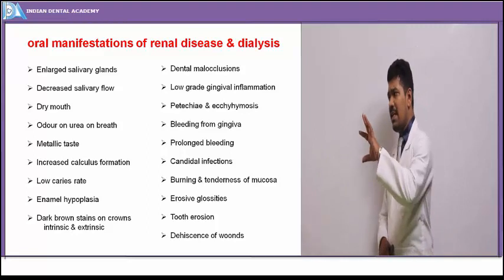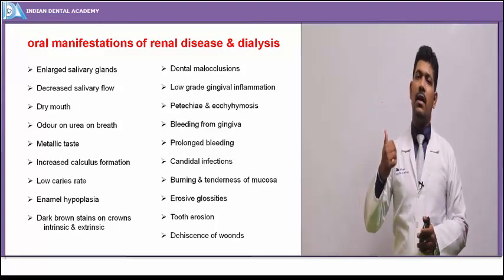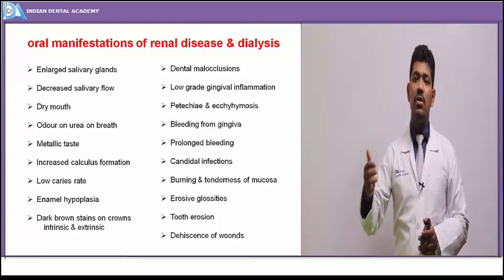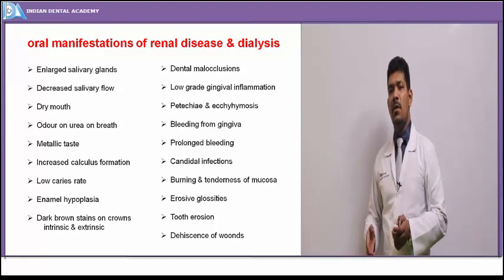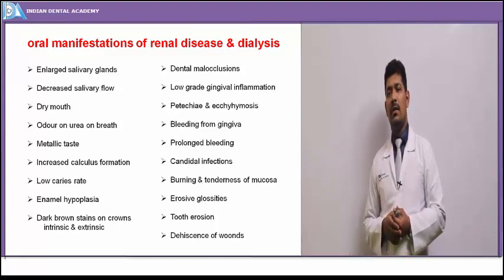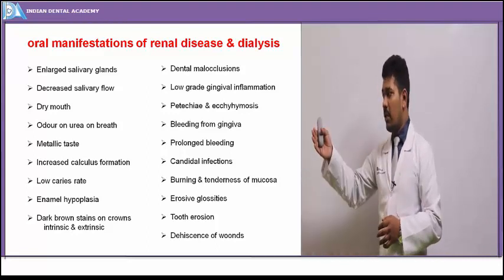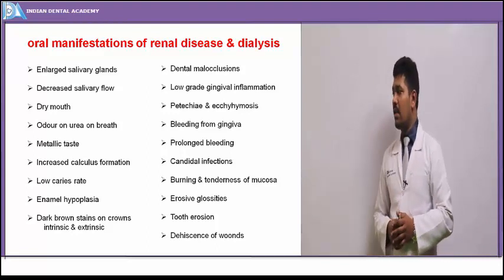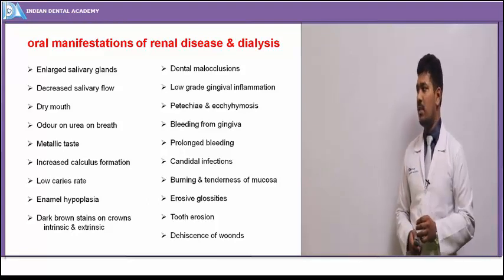So, if you draw a link or a flow chart between all the etiological factors and the basic functions of the renal system, you can actually list out all the oral manifestations without trying to memorize or mug it up. So, that brings us to the end of the oral manifestations of renal disease.